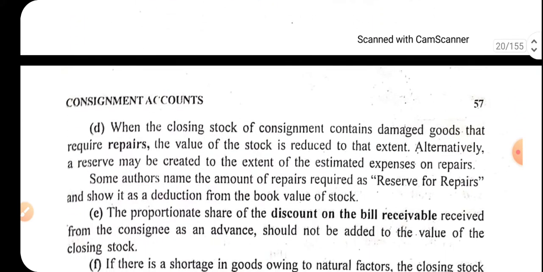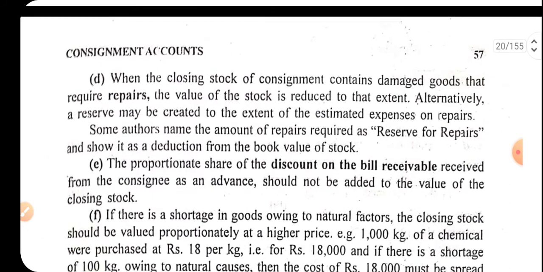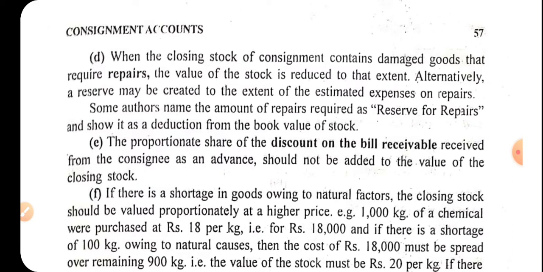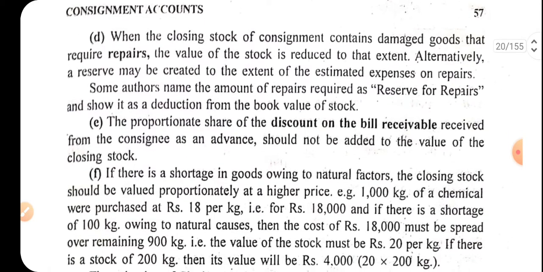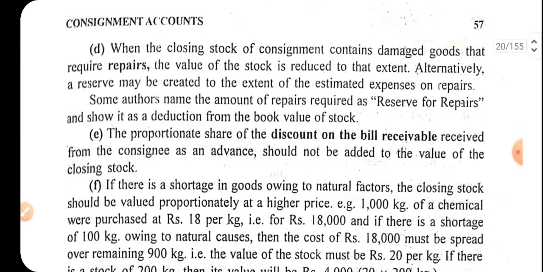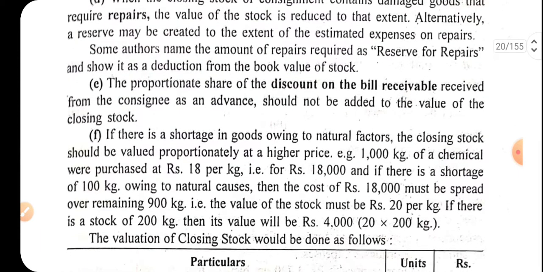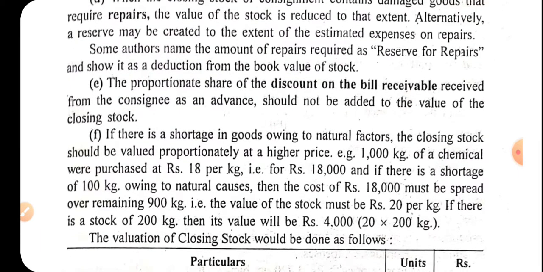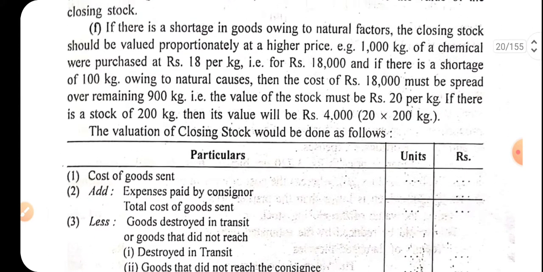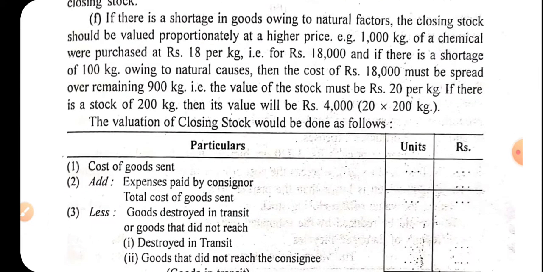When the closing stock of consignment contains damaged goods, it requires repairing. This reduces the value of closing stock. Alternatively, a reserve may be created to the extent of the estimated expense of repair. Some authors write that repairing charges are deducted from the valuation of closing stock. Following is the table which shows what to do for repairing charges, for proportionate expense of consignor, and proportionate expense of consignee.